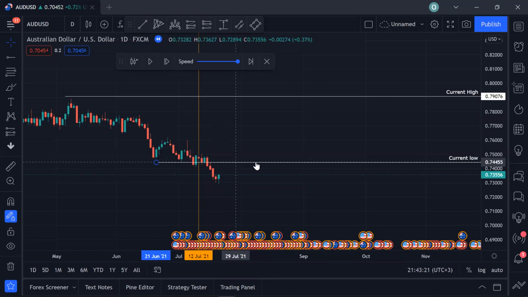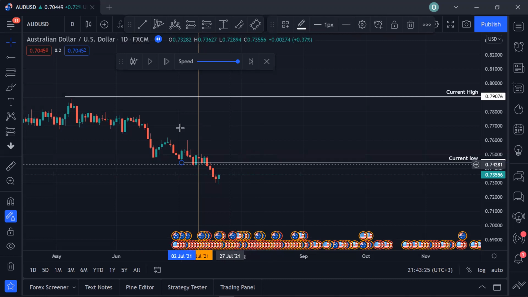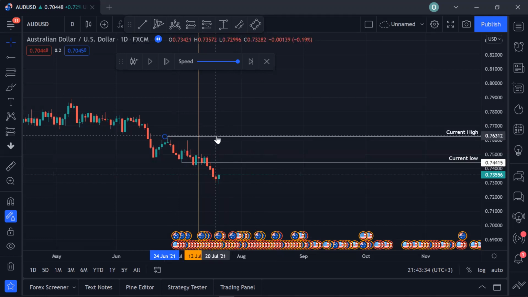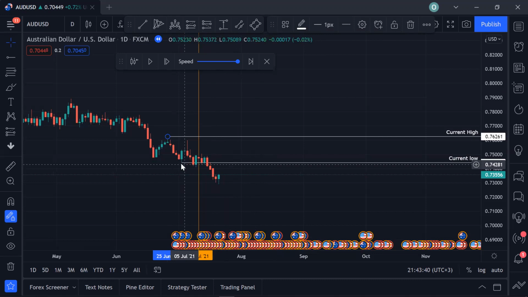Okay, if it moves down here, then this current high will shoot down all the way to this point here. Okay, and now we are here, and then it goes up, up, up, up, comes down, breaks down again to a new low, comes there.